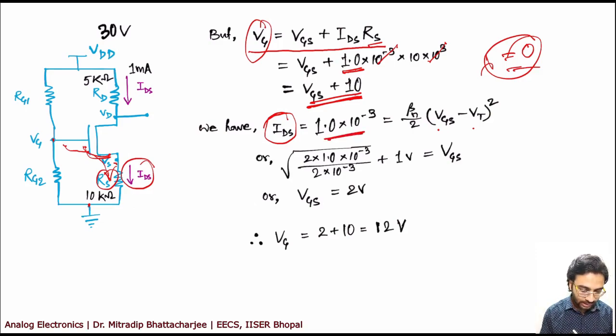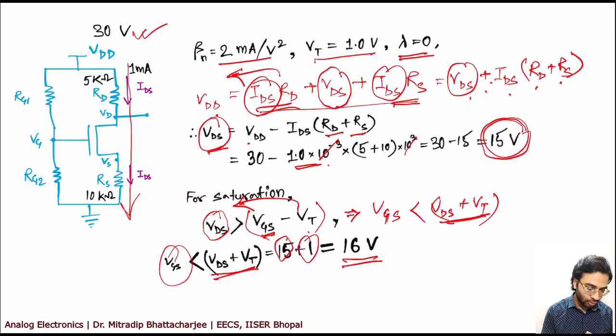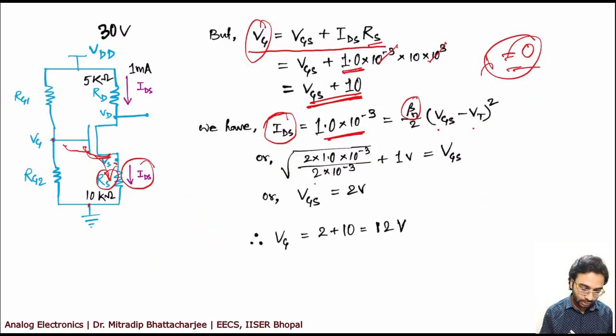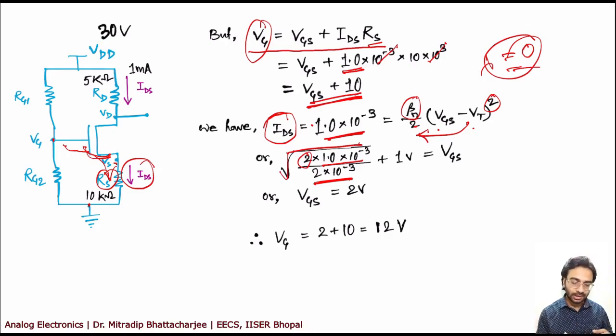So you know IDS again, 1, and you know beta n value. What is the beta n value given? 2 milliampere per voltage square. So you put 2 into 10 to the power minus 3. These 2 will go on top. So 2 into 1 milliampere and root, because this is square over here, and this VT will be plus VT because you are changing the side. So if you calculate this, 2 will cancel, 10 to the power minus 3 will cancel. So this is basically 1. So 1 plus 1 equal to 2 volt.